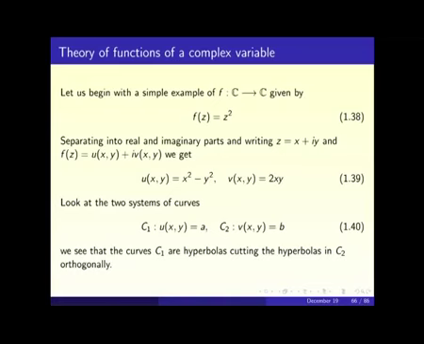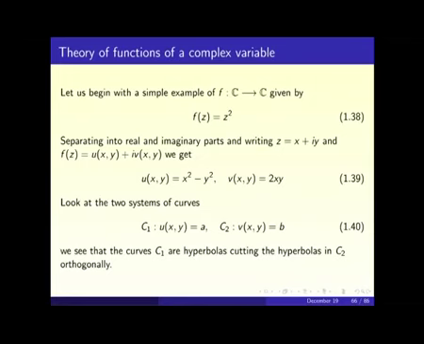And so what is the real part of f of z? Write z as x plus iy and you square it. What is the real part? x squared minus y squared. What is the imaginary part? 2xy. So now let us look at the system of curves, u equals constant and v equals constant. In other words, let us look at x squared minus y squared equals a and 2xy equals b.